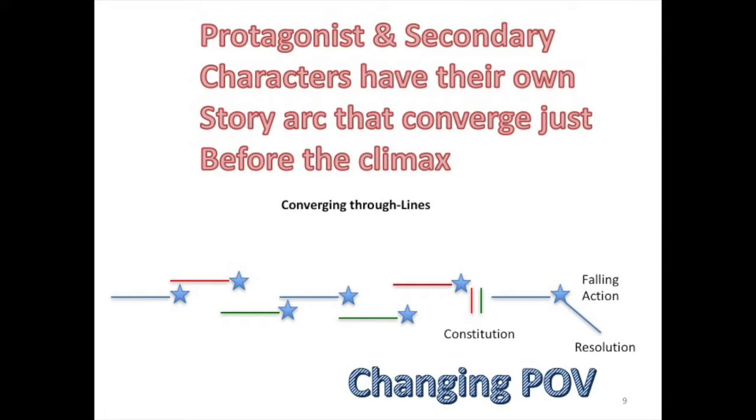Now, a variation on that format for writing, where you have one chapter from one person's point of view, or telling one person's story and the next chapter telling somebody else's story, you can have a converging type of through lines, or a converging story, which means you don't start off with, or you don't identify the main story or the main protagonist. Everybody is equal in the eyes of the narrator. A good example is probably Game of Thrones.